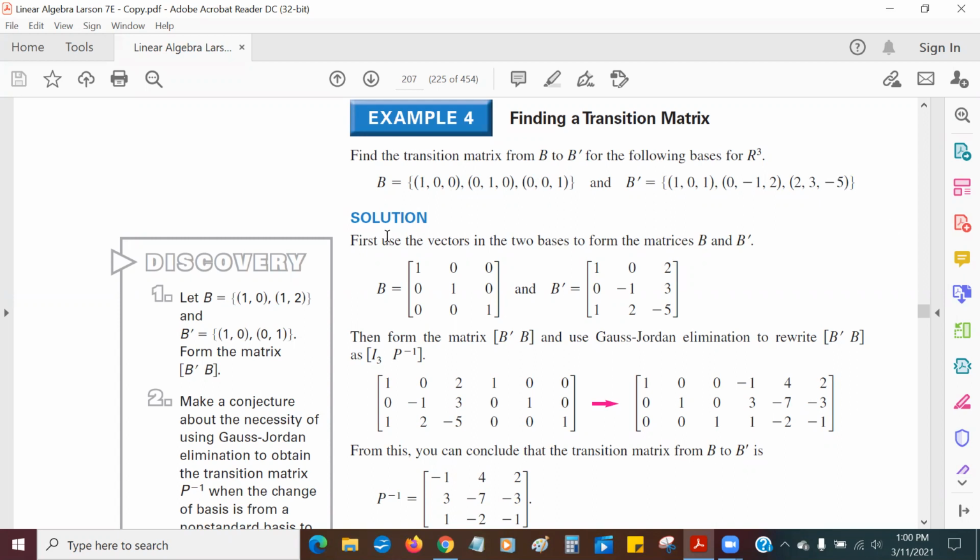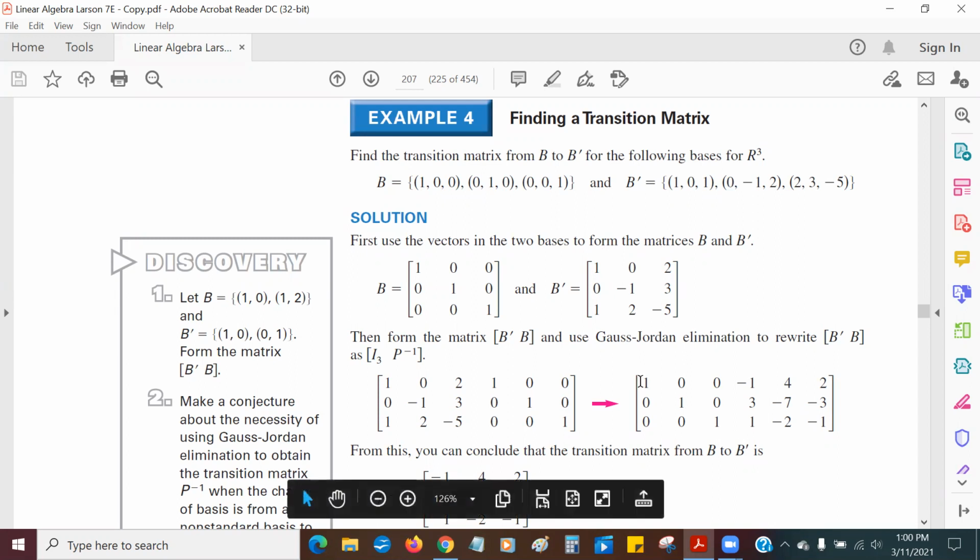Anyway, first we use the vectors of the two bases to form a matrix. We take the standard vectors and line them up. We take the B prime basis vectors here and line them up. Notice that here they're horizontal, we make each one vertical, but that's how we do it. Now I take B prime and B and put them together in that order. B prime goes on the left, and B goes on the right. I do Gauss-Jordan elimination until I have an identity matrix over here. And whatever you have on the right side, that is your P inverse.